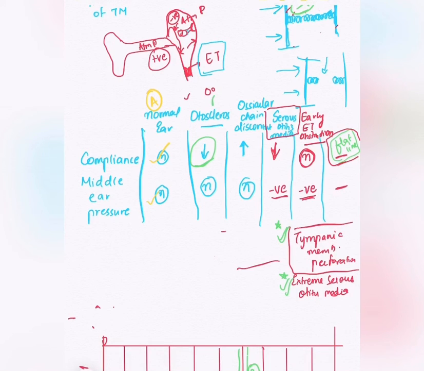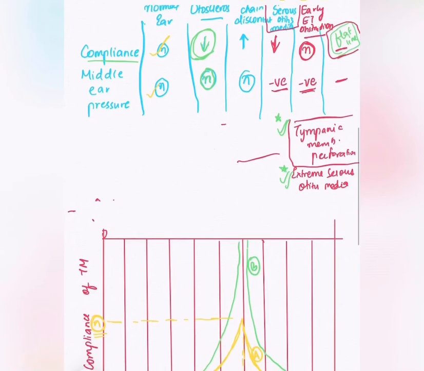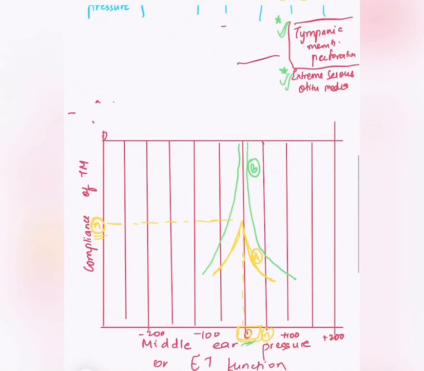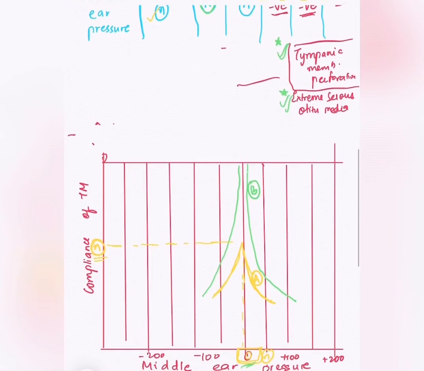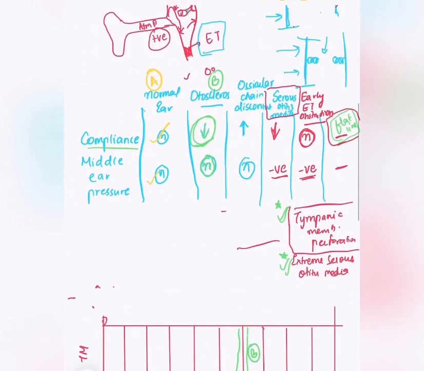Second is B, autosclerosis. Now you can see here compliance is decreased, the middle ear pressure is normal. So let us see, compliance decreased and middle ear pressure normal. So let's just name this some other. Let's name it as AS, because you can get that it is autosclerosis. Fine, so this is AS, that is autosclerosis.